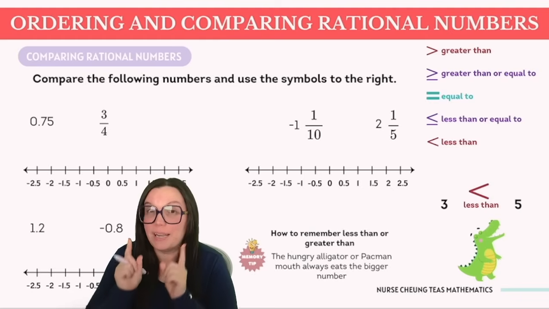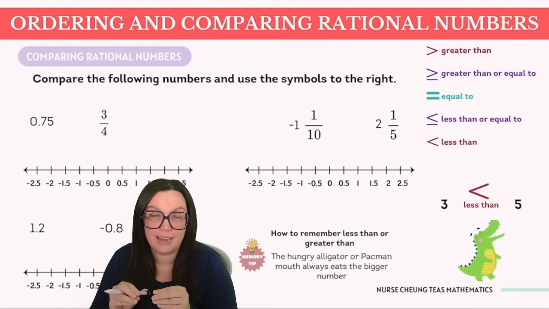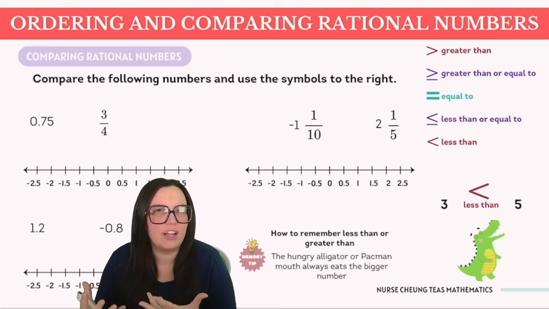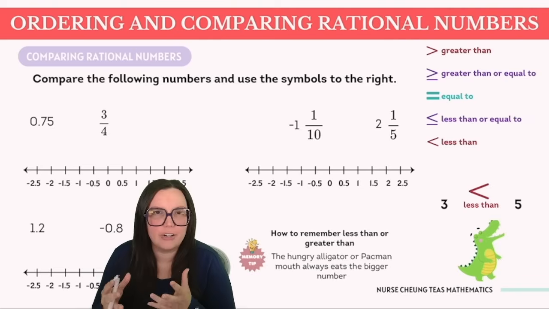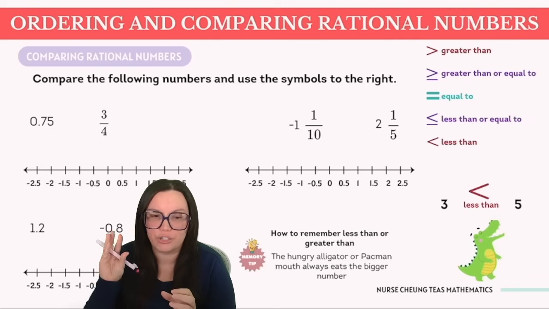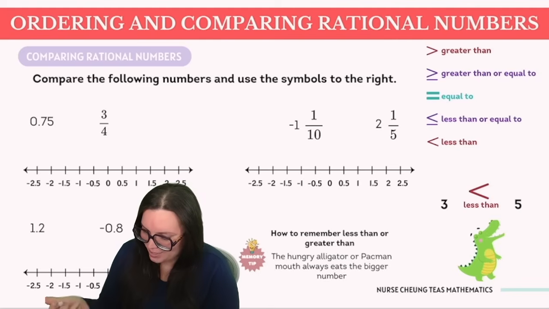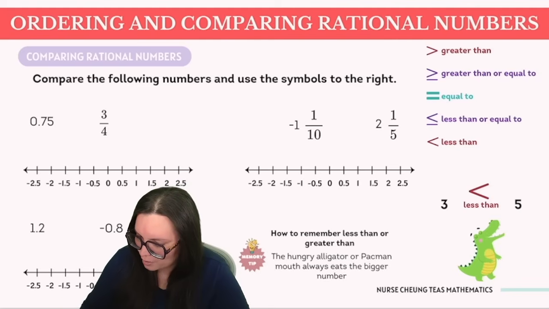Here's a quick tip that I want you to remember when you're taking your TEAS when it comes to less than or greater than and remembering which sign you need to use. I want you to think of a very hungry alligator or a hungry hippo or maybe even Pac-Man. They're always going to want to eat the larger number. Because I live in Florida, I'm going to use the alligator analogy. So the alligator is going to want to eat the greater number.